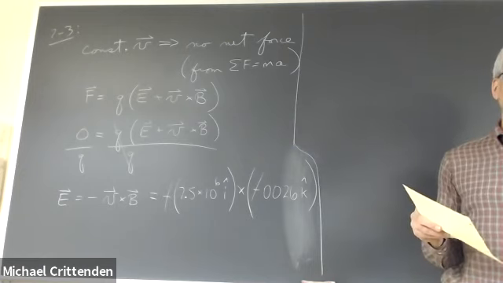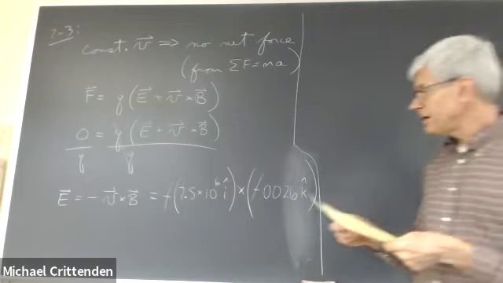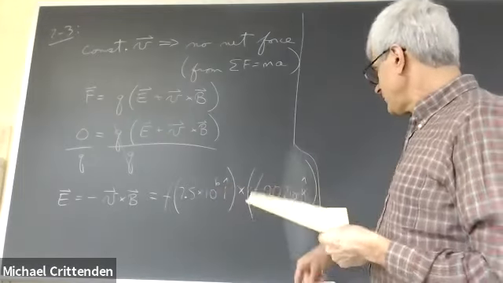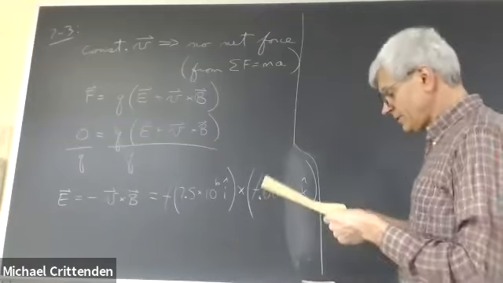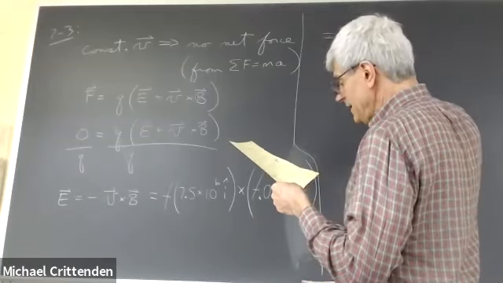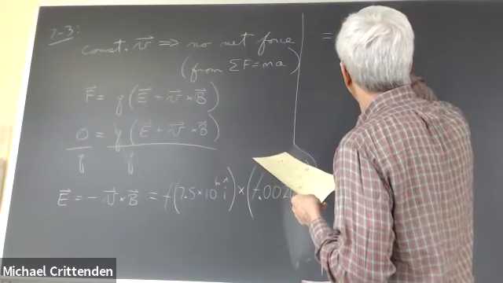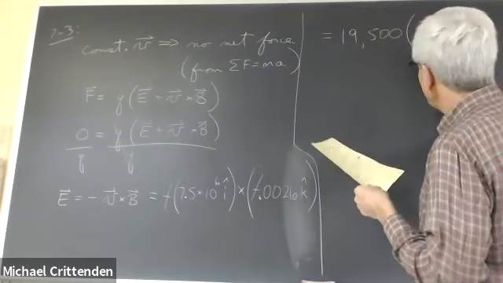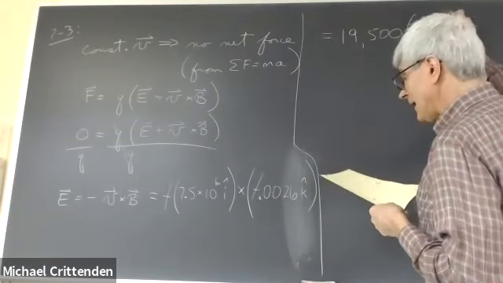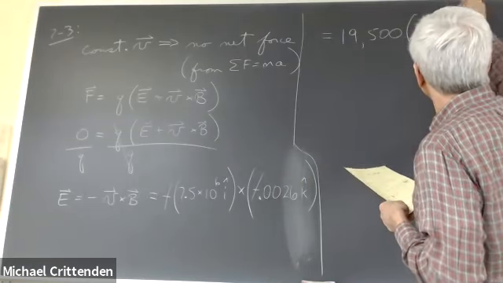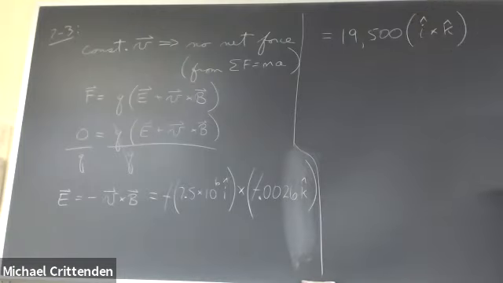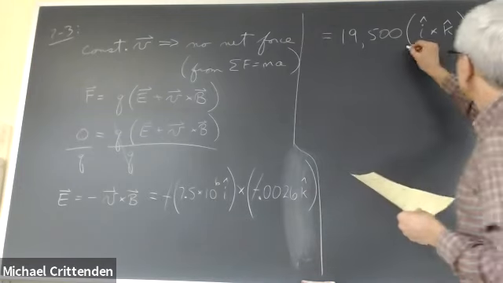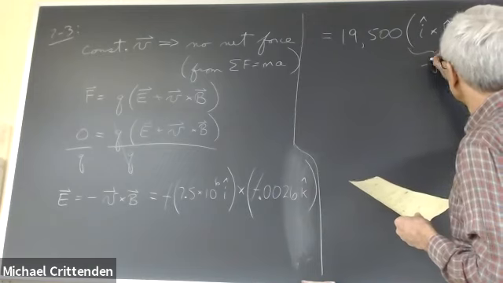There's two things going on. There are some numbers to multiply, and there are some vectors to multiply. So the 7.6 million times the 0.0026, they equal 19,500. And that has to be multiplied by I cross K. Well, there are several ways of figuring out that I cross K is equal to negative J.